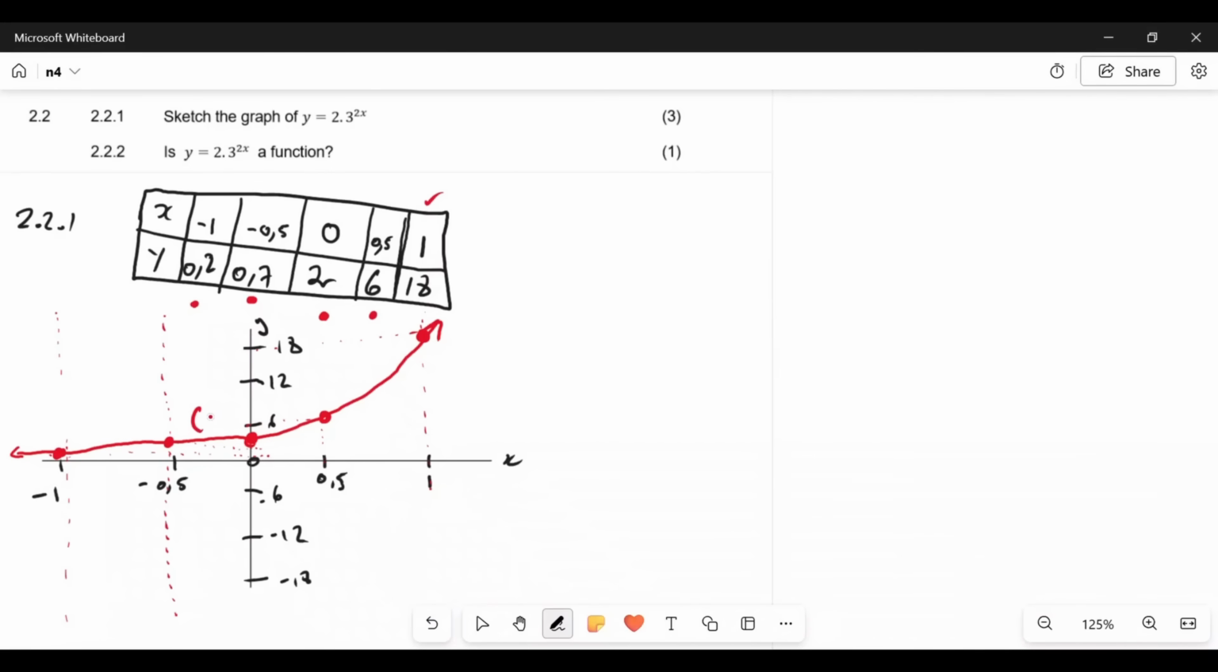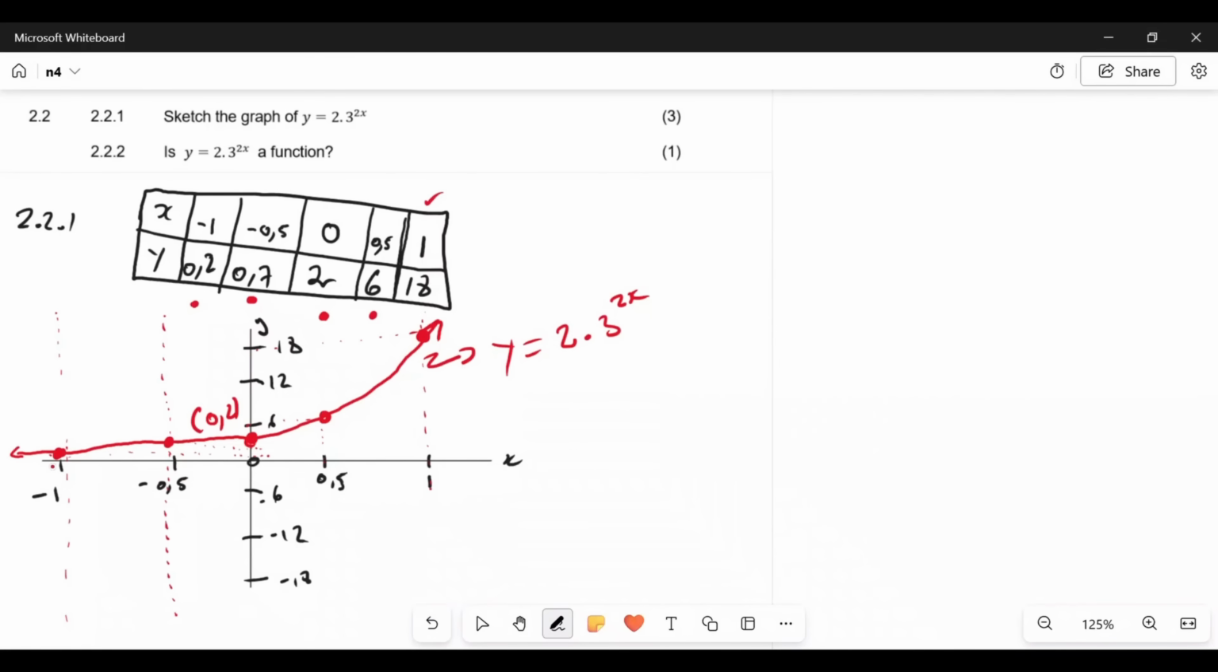So always write 0 and 2. Make sure that you write it, especially if you don't have 2 on this axis there. Write it on the side like this. All right. And then the shape as well is the one that matters the most. So we can say y is equal to 2 multiplied by 3 to the power of 2x. So this here is our graph.